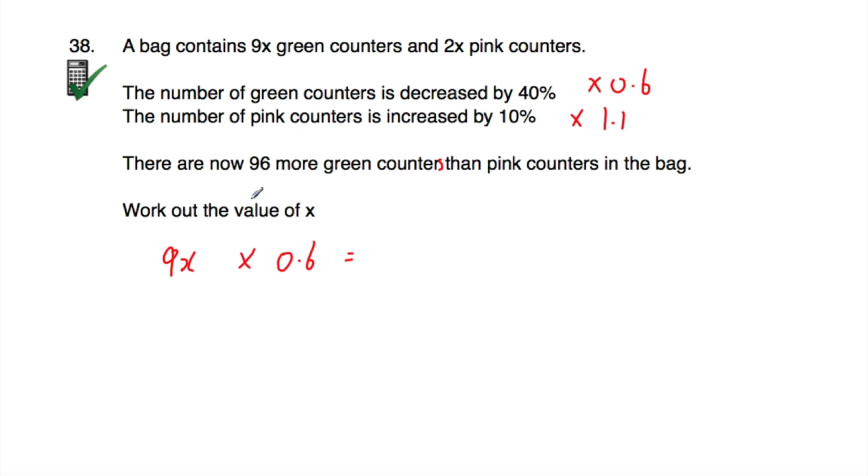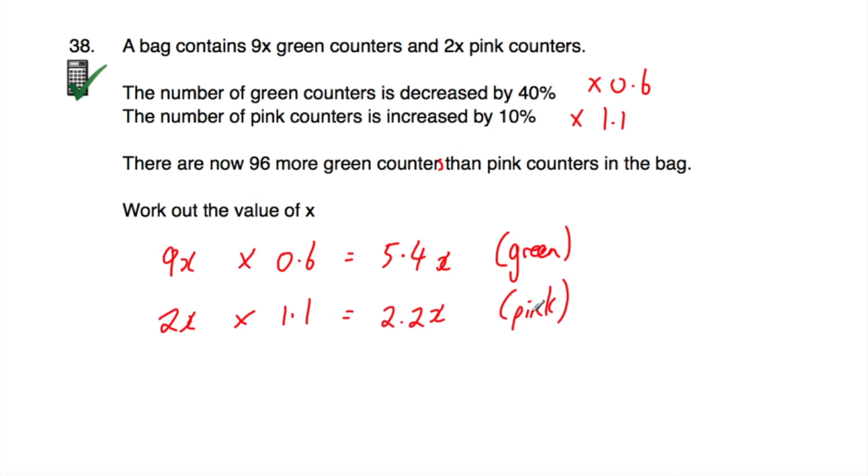So let's do 9x multiplied by 0.6. Well, 9 times 0.6, that's a calculator question, is 5.4, and then we've still got our x. So that's how many green counters are now in the bag. In terms of the pink counters, that's increased by 10%. So there's 2x pink counters in the bag to begin with. It's increased by 10%, so the multiplier is 1.1. And if we do 2x times 1.1, that'll tell us how many pink counters are in the bag. So 2 times 1.1 is 2.2, and then we've got our x. So that means there's 2.2x pink counters in the bag.